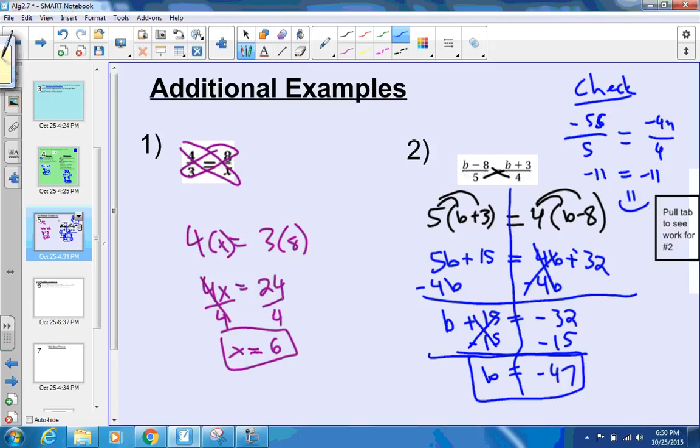Okay, there will be some where there are multi-steps like this, where you have to still do the cross multiplying. It just turns into some distributing and solving for b. I have one more example I want to go through. Hopefully these will help you out.